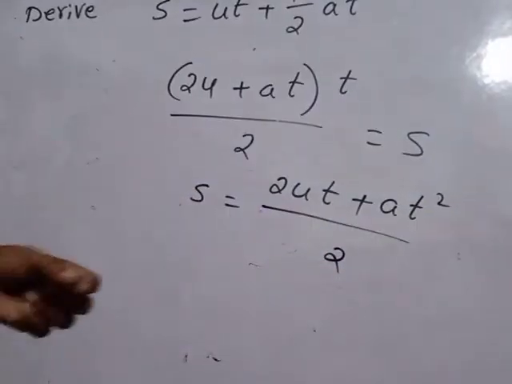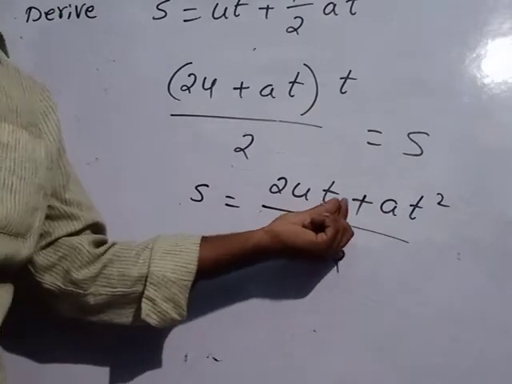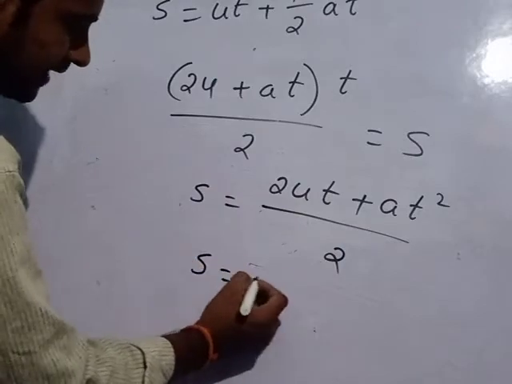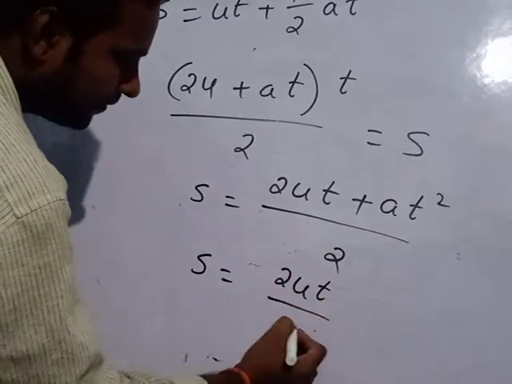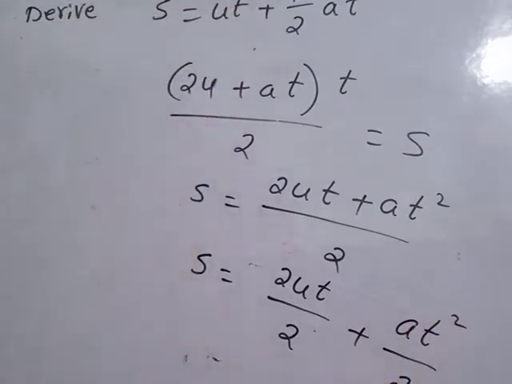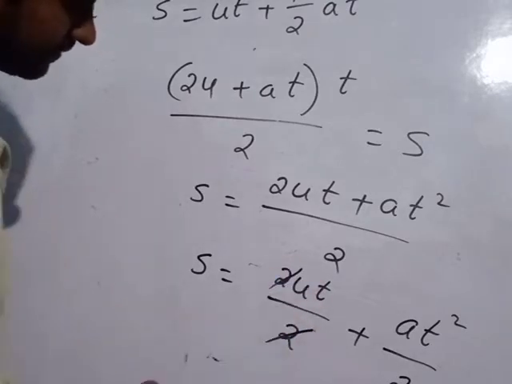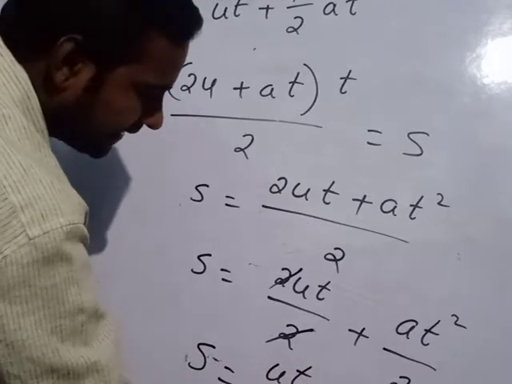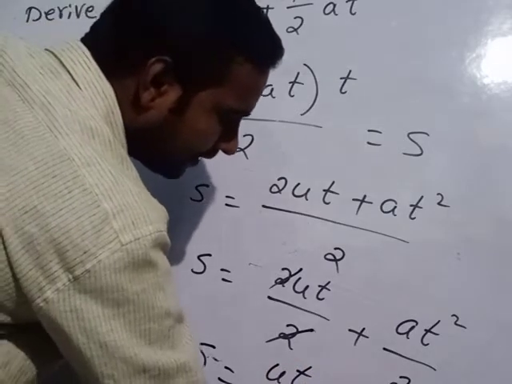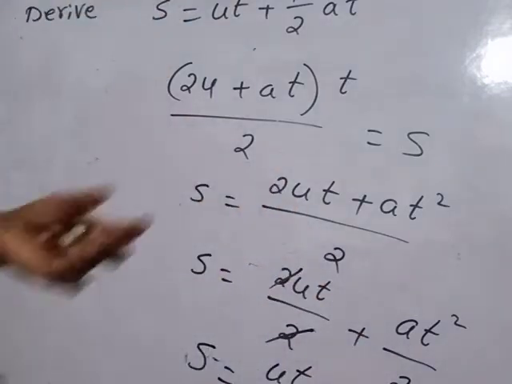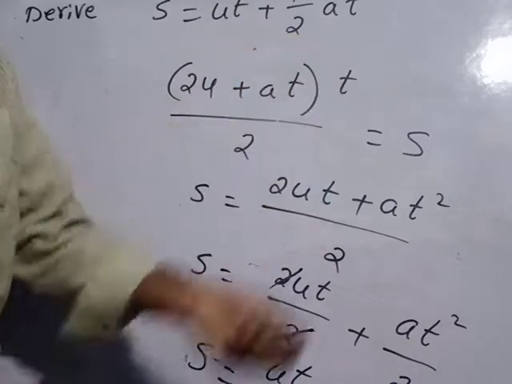Now in the numerator I have two terms. Now separate the terms. Separate the terms means here plus is there. So S is equal to 2UT by 2 plus AT square by 2. Clear? So now separate the terms in numerator. So now 2 cancels. Okay, now S is equal to UT plus half AT square. Clear all of you? UT plus half AT square.